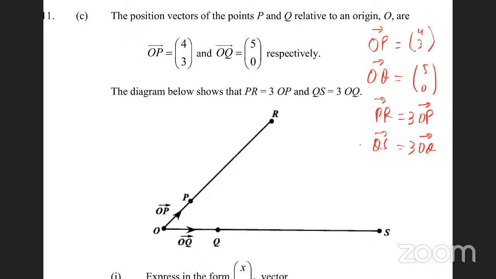Right, so a diagram, and see if we can just put what they asked. They said PR is 3OP. QS is 3OQ. Try to put that in your diagram, and we start to work it out.